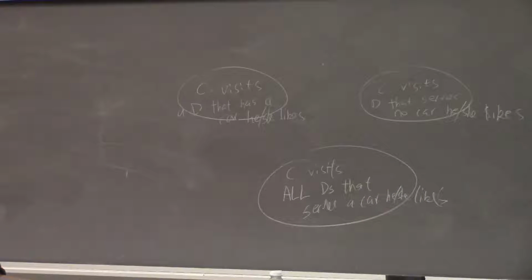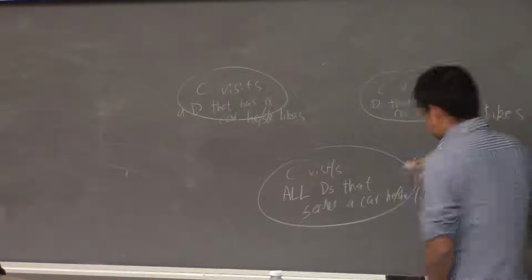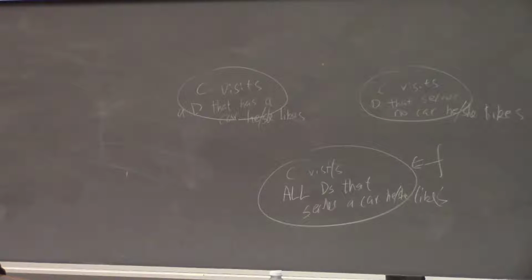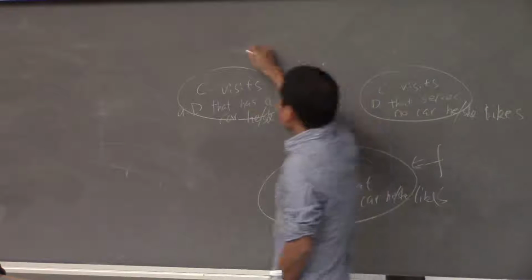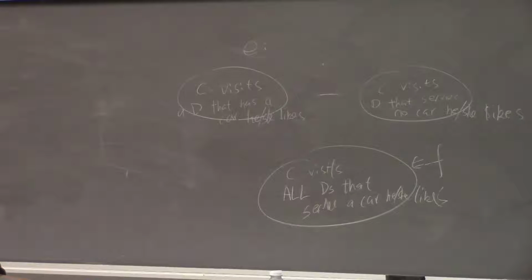Okay? Do you follow me? So this is F. F is asking for this. And what is E? E is asking this minus this. That's the difference between E and F.